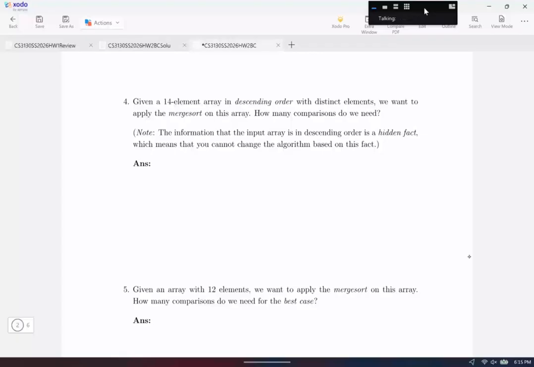The correct answer is 25. But some students give me a larger number. I saw at least 2 students give me numbers greater than 25. So I looked at their work, and I noticed they use the worst case formula. Here, because the input is in descending order, it happens to correspond to the best case.